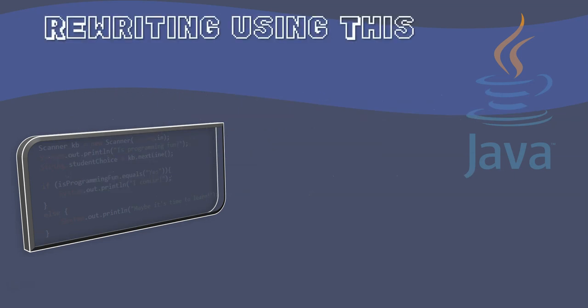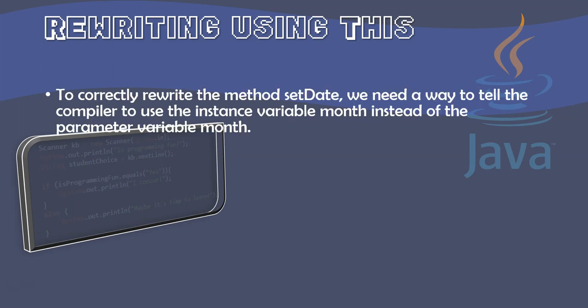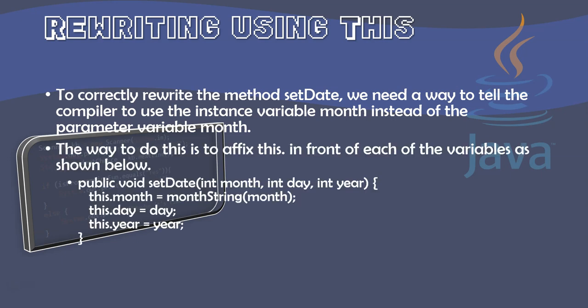So let's look at that same code, but we're going to rewrite it using this. To correctly rewrite the method setDate, we need a way to tell the compiler to use the instance variable month instead of the parameter variable month. And the way to do this is to put this dot in front of each of the variables as shown below. So we have this.month equals monthString. this.day equals day. this.year equals year.